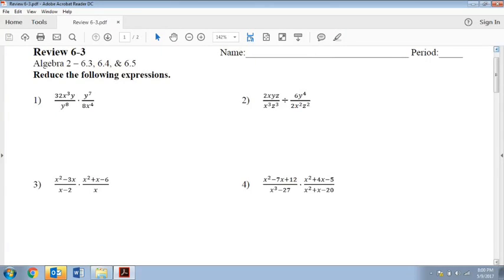Okay, this is review 6-3. We're going to go ahead and do numbers 1 through 4 on here. Remember, with multiplying, we are just looking for things that can be canceled right off the bat.